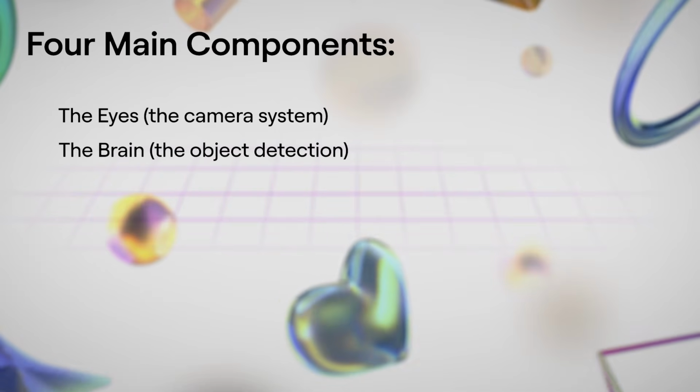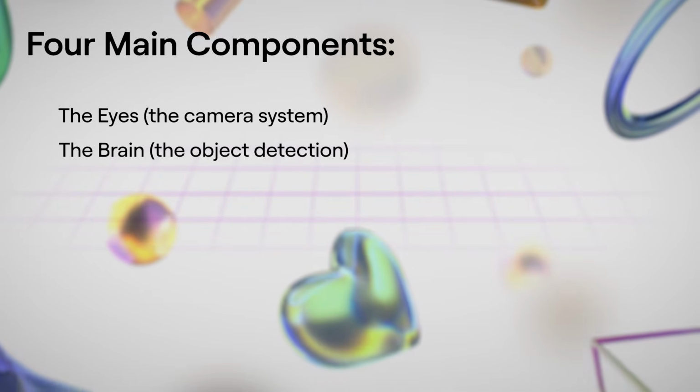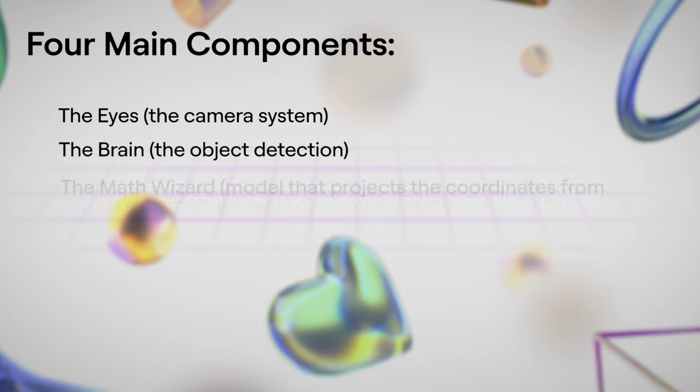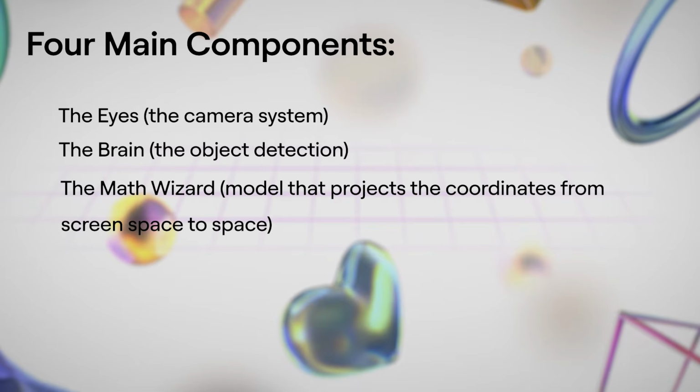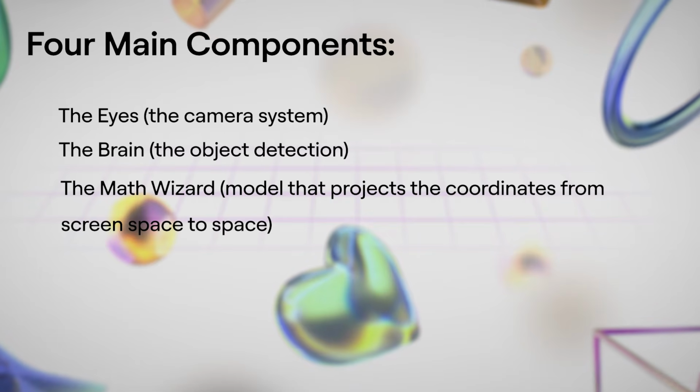The brain, or the object detection, is the YOLO detection processor. This takes the image, understands what this image is about, and eventually detects, in this case, a monitor. Then we have the math wizard, which is the camera model algorithm that projects these coordinates from screen space to world space. So we have this kind of screen to world transformation, which is really traditional in augmented reality and virtual reality. You will find this calculation in a lot of references or projects you will work on.